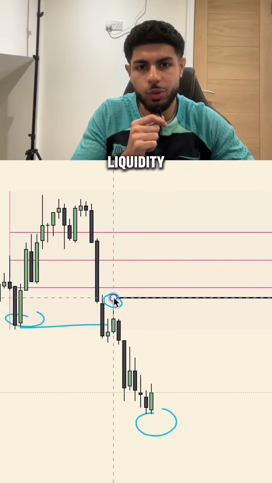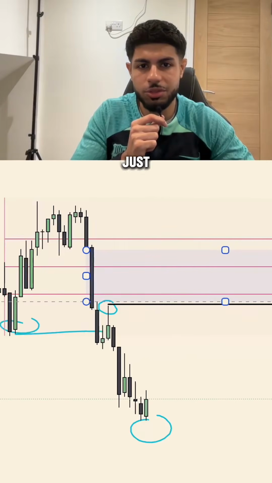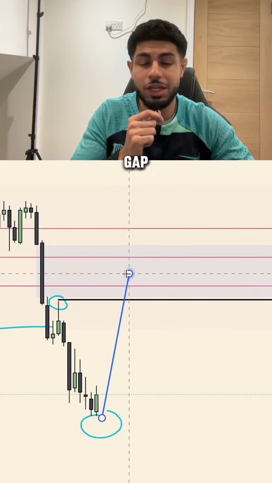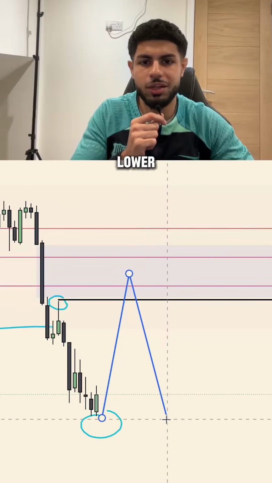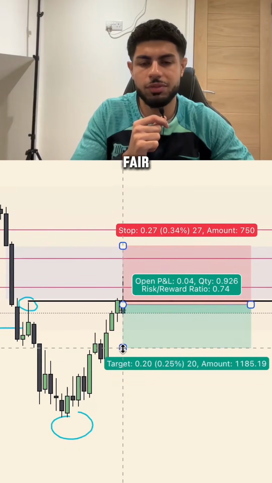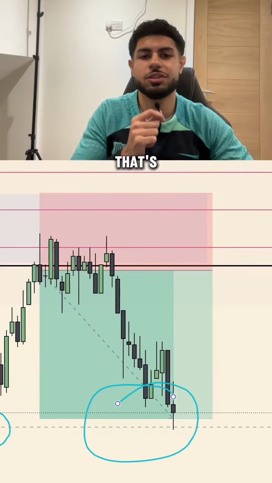Now we have liquidity within our supply zone. We also have a very nice untapped fair value gap just above our liquidity. I'm going to wait for price to sweep liquidity, tap into my fair value gap within my supply zone and expect a lower low to continue with the trend. There's the sweep. I'm entering the trade, stop loss above this fair value gap, expecting a lower low. And look at that. Now you have the trading strategy that's going to make you profitable.